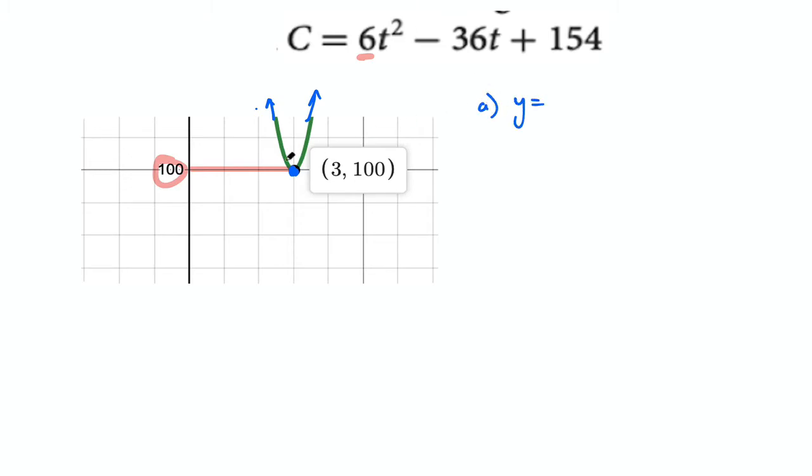Right? So the minimum cost of maintaining the crane, in this case C, is going to be 100, right? And this is in hundreds, right? So this is $100,000 total.